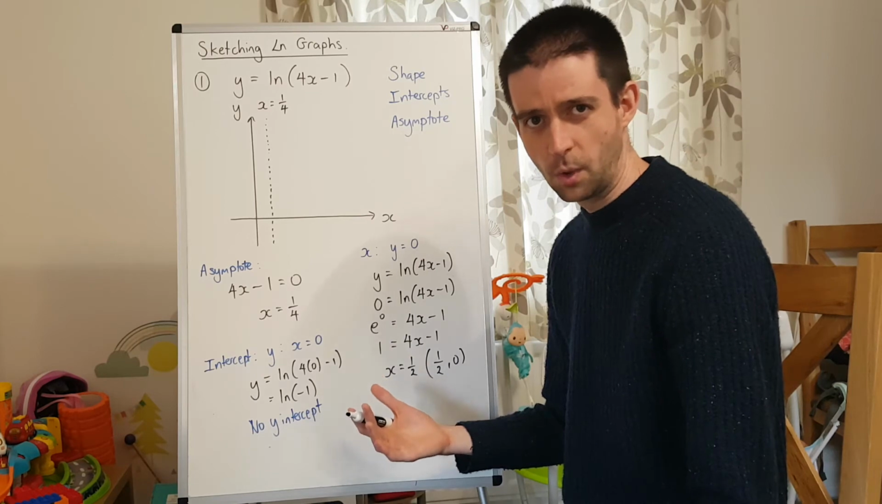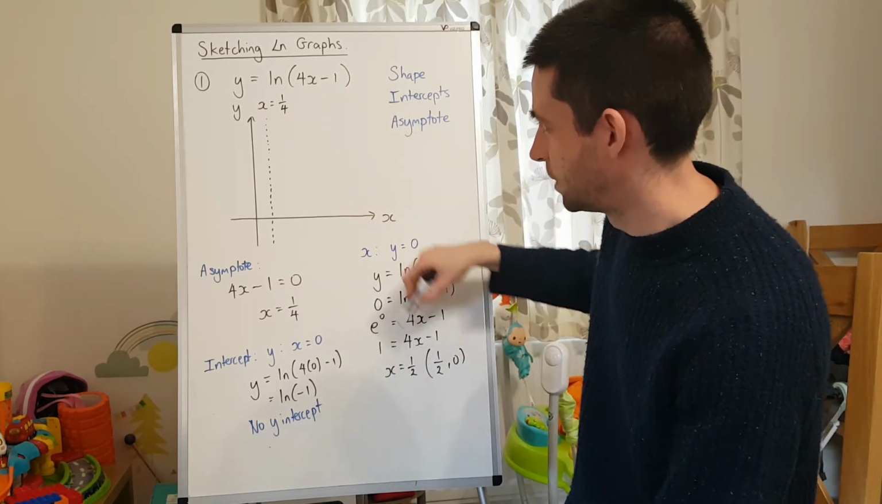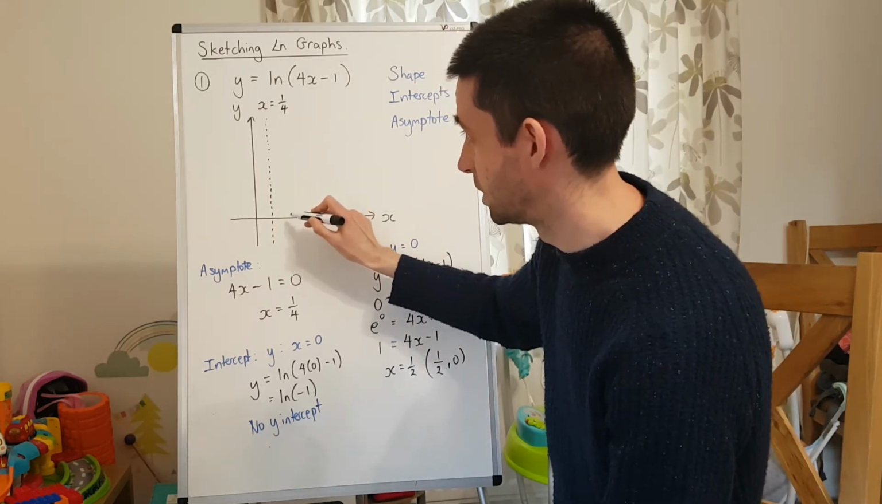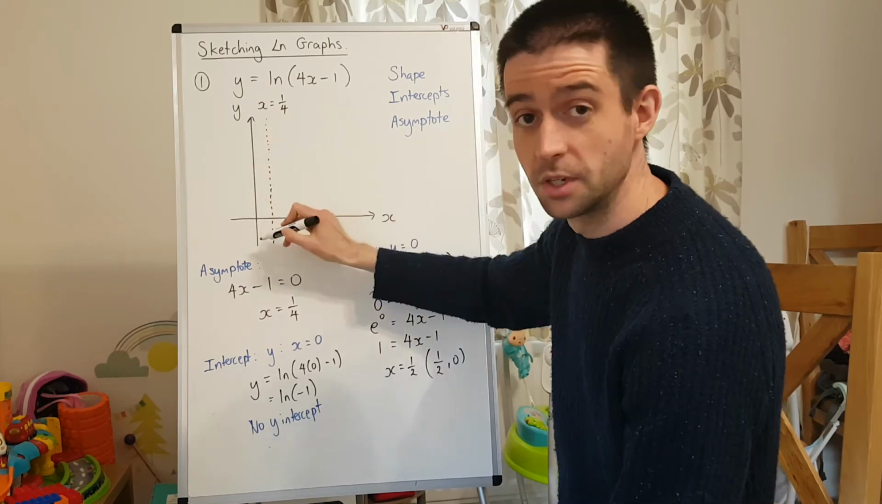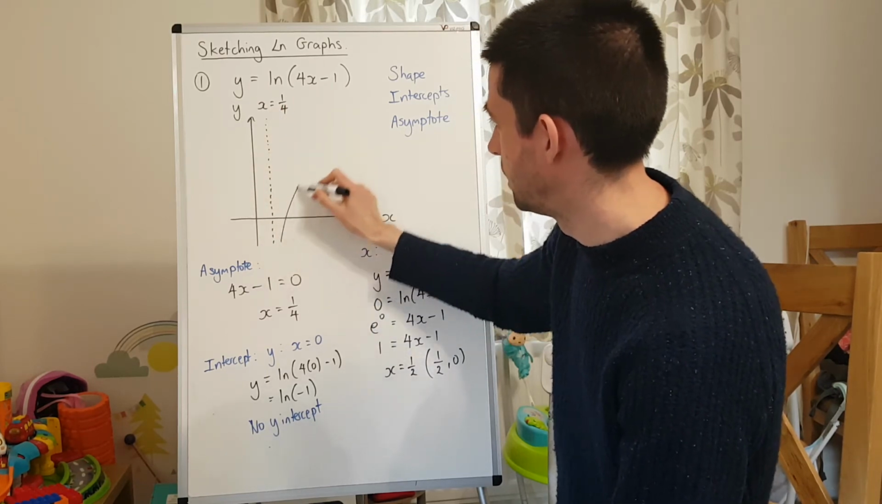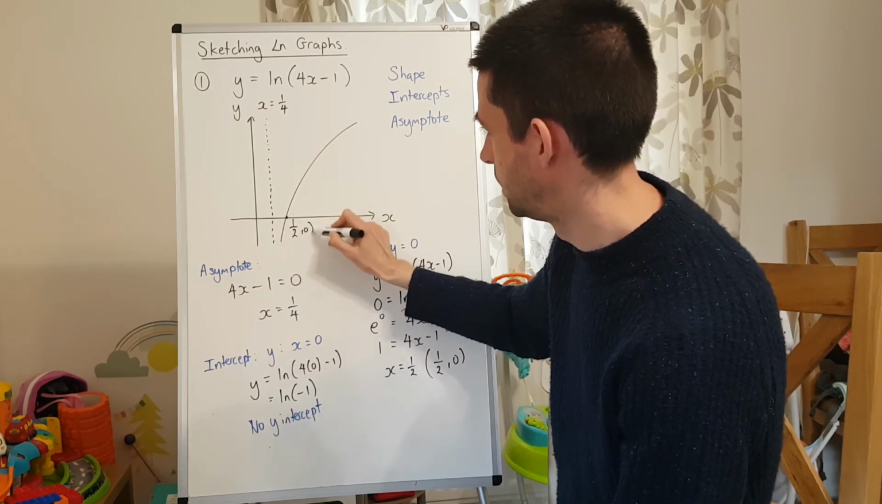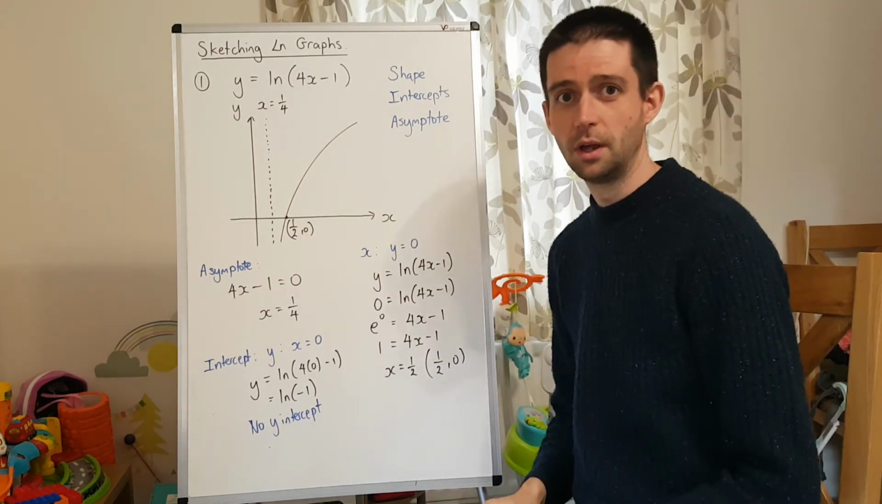Just think carefully about where you're drawing this. X equals 1/4, and (1/2, 0). 1/2 is bigger than 1/4, so therefore the x-intercept must be on this side of the asymptote. I know it doesn't cross the y-axis, and therefore my graph looks like this. So that is the point (1/2, 0), and that is the line with equation y equals ln of 4x minus 1.